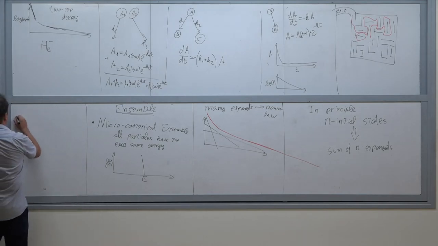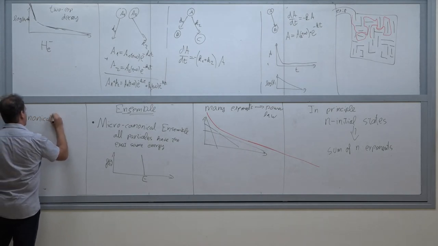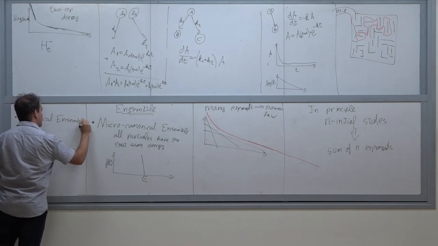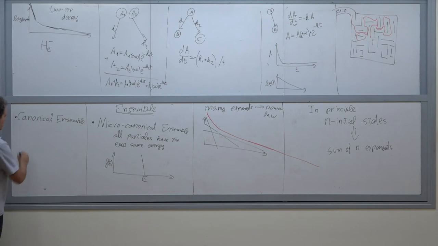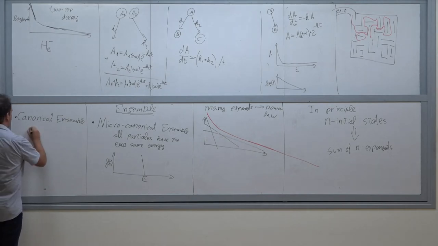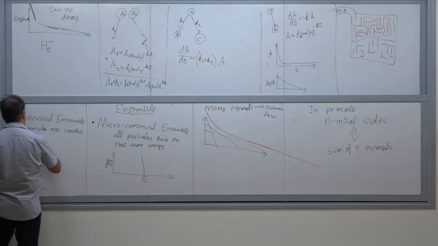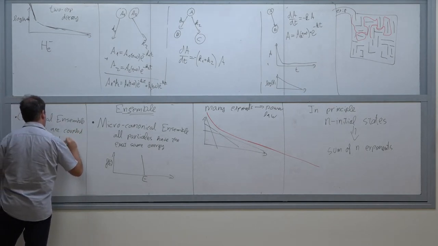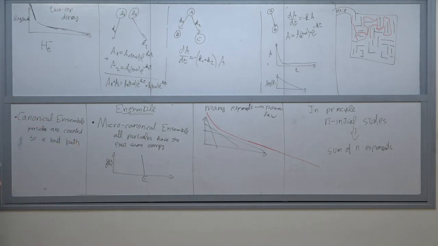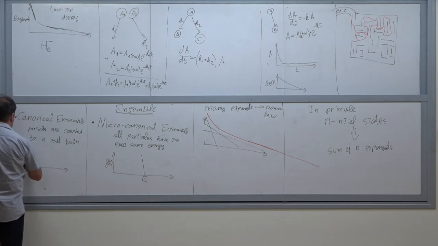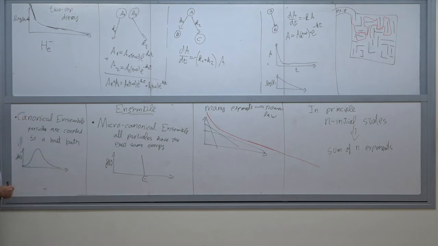Then there is the canonical ensemble. And the canonical ensemble says that the particles are coupled to a heat bath. What is a heat bath? The heat bath is a large system. Okay, any system that's large enough is a heat bath. And then the distribution of energies will go something like this. And it's defined by one number, which is called the canonical temperature.